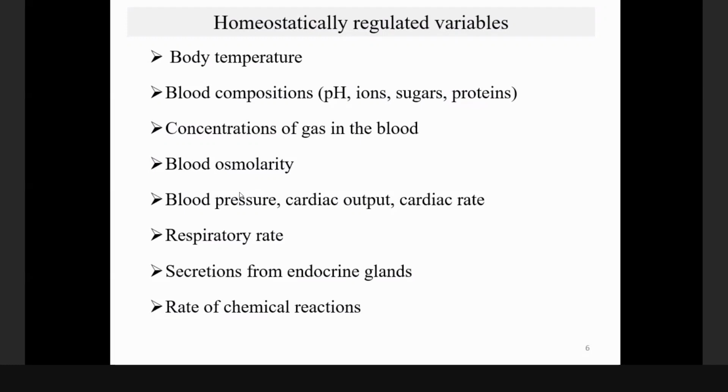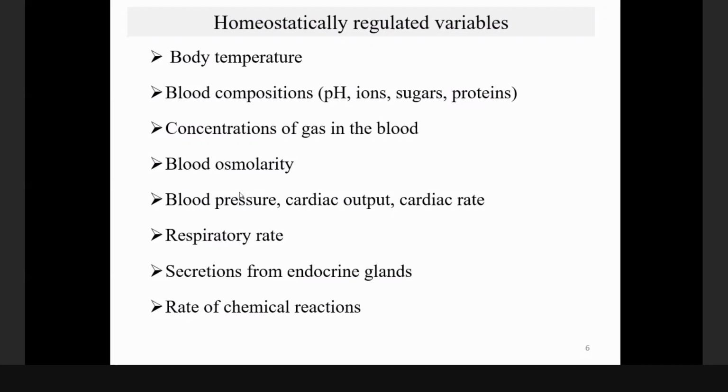And the other is secretion from endocrine glands. There are endocrine glands in the body that secrete hormones, and those hormones are released in the blood. For instance, one hormone is growth hormone, another is thyroid hormone, and so on. Each hormone in the body should have its normal value. Otherwise, when a hormone is in excess or is less, it results in different abnormalities. So the secretion of hormones in the body should be maintained constant. So this is another homeostatically regulated variable.